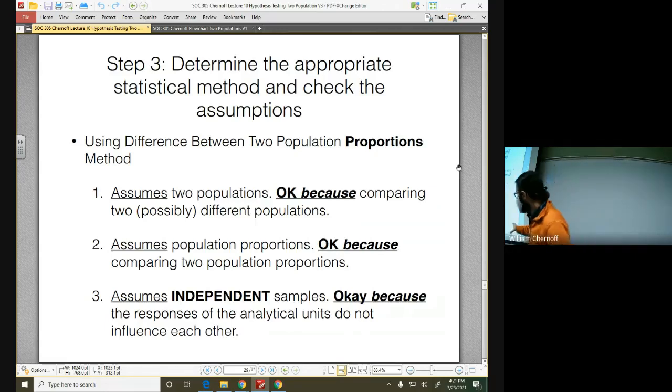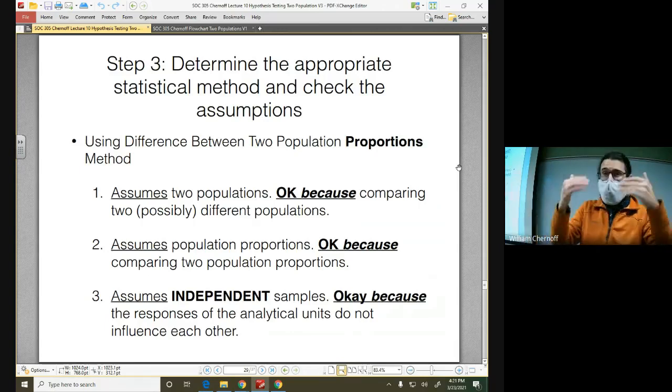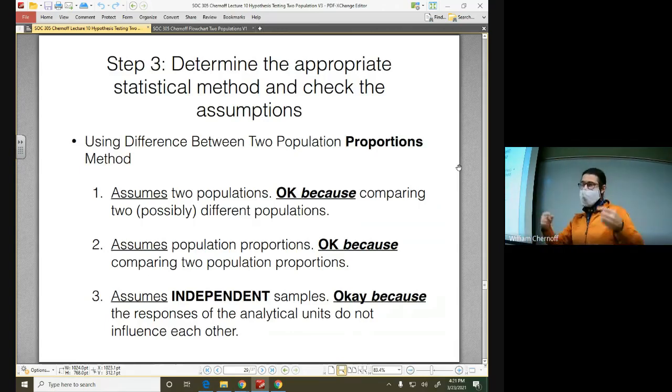And 3, we have our independence assumption. Think about all the people who took your survey. Think about all of those individuals. If it's reasonable to believe that the way one person responded wasn't influenced by anyone else, this assumption is satisfied.